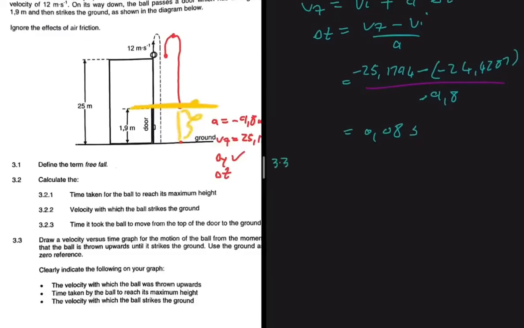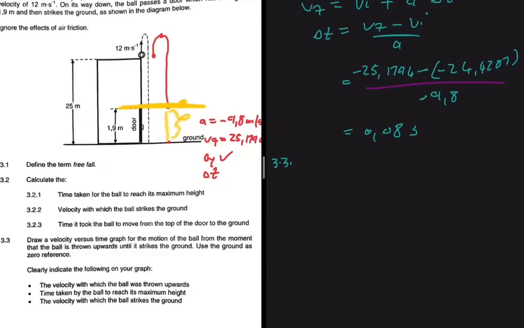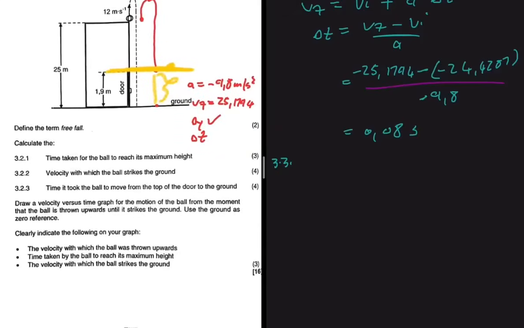3.3, the last question. What does 3.3 say in here? Let's draw a velocity-time graph for the motion of the ball from the moment that the ball is thrown upwards until it strikes the ground. Use the ground as the 0 reference. Clearly indicate the following on your graph.